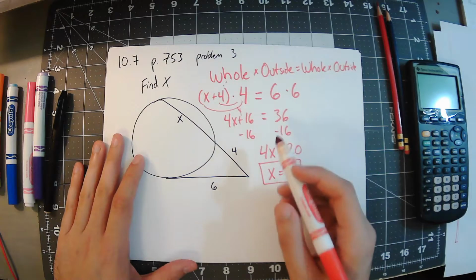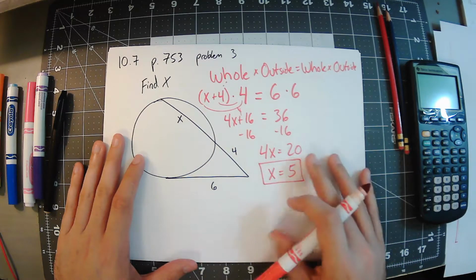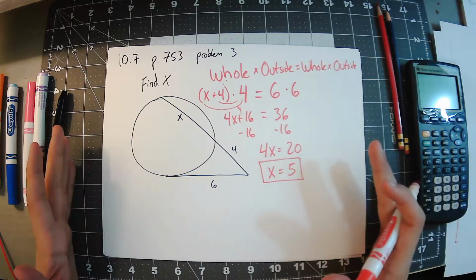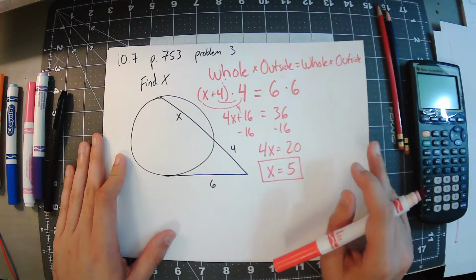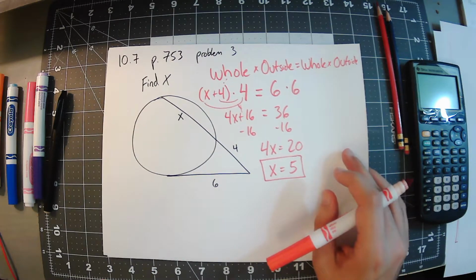We also did another one where we had chords crisscrossing. It was very similar, a little different though. So make sure you look at that. Make sure you have that on your note sheet so you can do any 10.7 problem I throw at you.